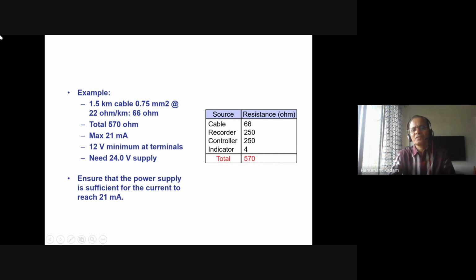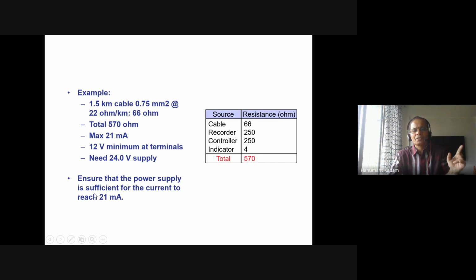So what is the bifurcation, you can see here. Normally cable resistance 66, record repeat is there in the loop 250 ohm, controller DCS control 250 ohm, and indicator repeat is there 4 ohm. So total force in the loop 570 ohm resistance is there and 24 volt supply.